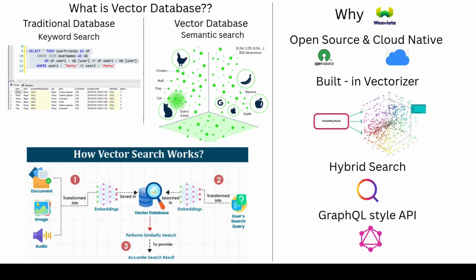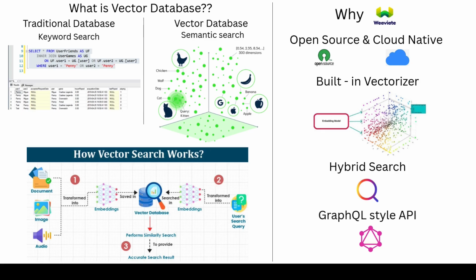So why Weaviate? Out of all the vector databases out there, like Pinecone, Milvus, or FAISS, why am I talking about Weaviate today? Well, here's why Weaviate stands out to me. First, it's open source and cloud native, which gives you flexibility whether you want to host it yourself or scale effortlessly using their cloud offering. Second, it has a built-in vectorizer, which means you can feed it plain text and it will handle the embedding for you. Of course, if you have got your own embedding, it works great with that too.